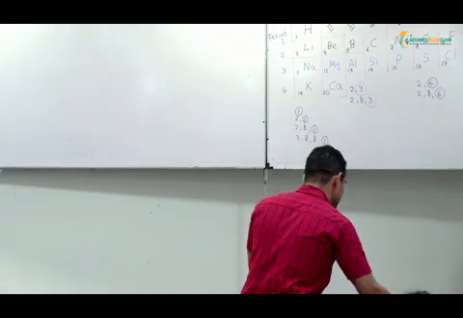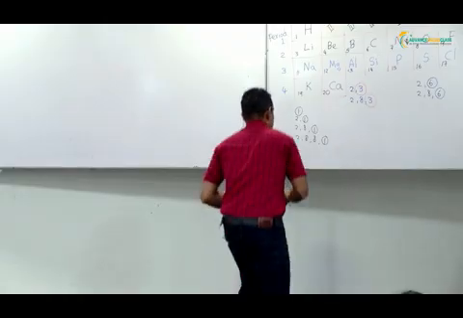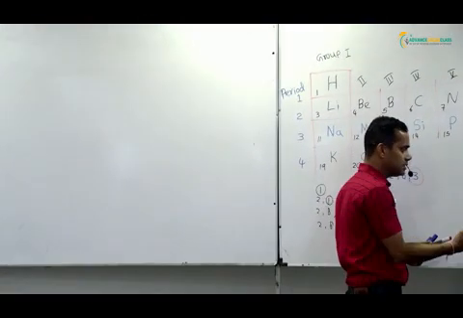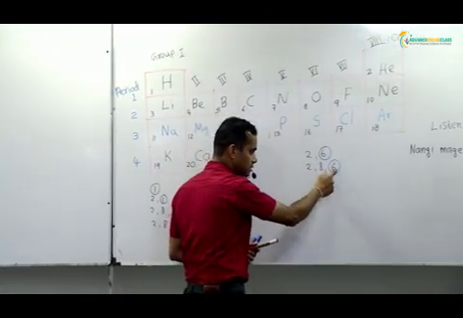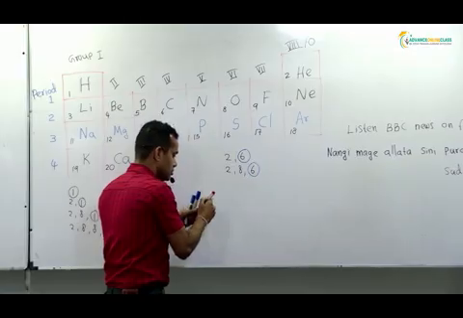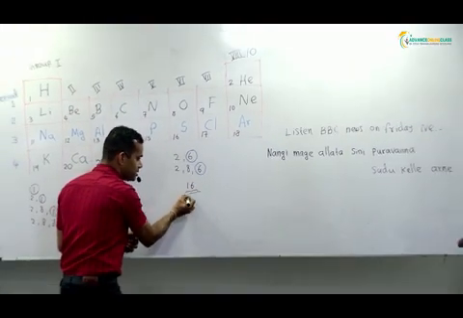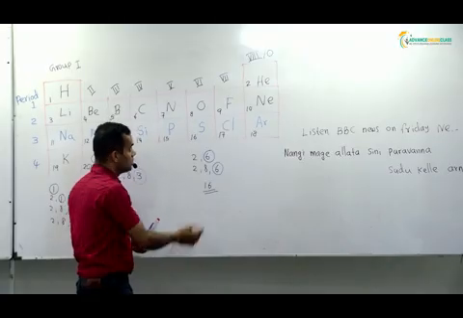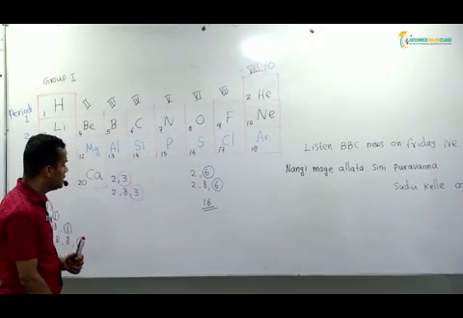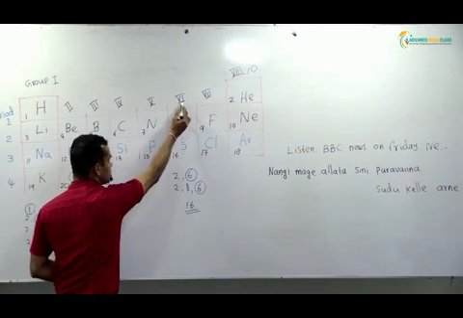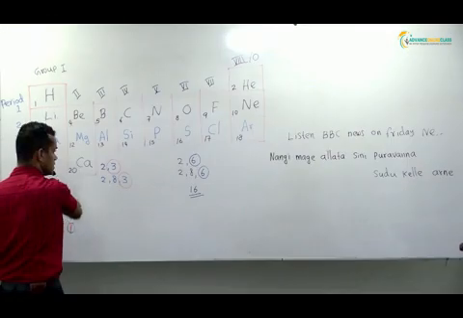Our normal method of finding position is this. If it is 2,8,6, 2 and 8 is 10, 10 and 6 is 16. It is the 16th element. So we write the periodic table quickly and we find the 16th element is this. Then we say group is 6, period is 3.